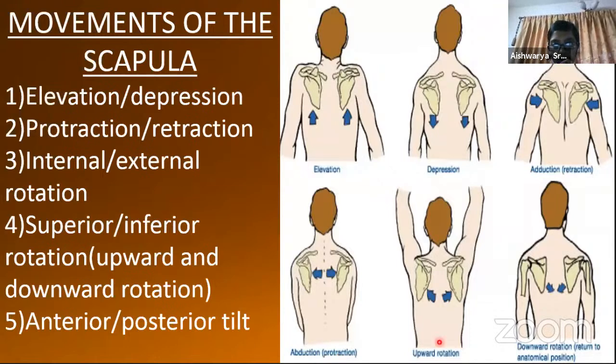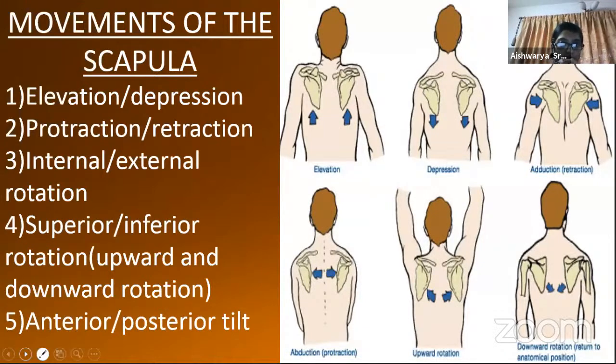Then we have the upward rotation. That is again when the scapula is moving outward and upward, it rotates. So that's when you're trying to elevate your hand either forward or sideways, the movement occurs. And when you're returning back to the original position, the downward rotation occurs.